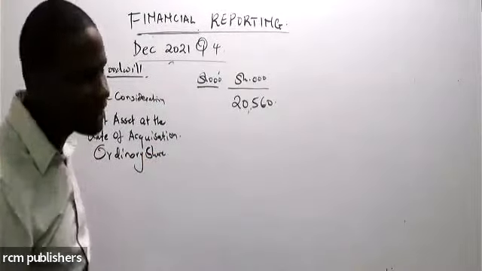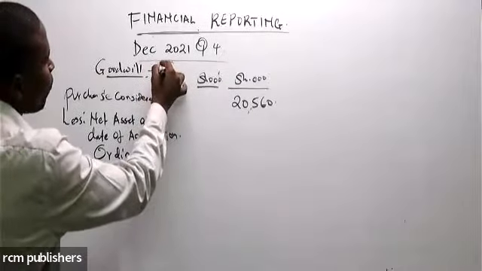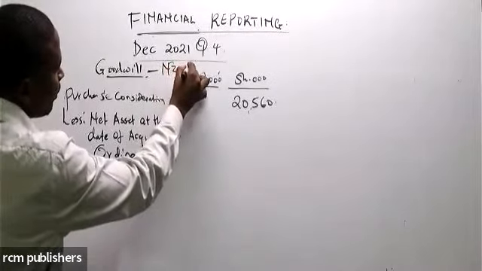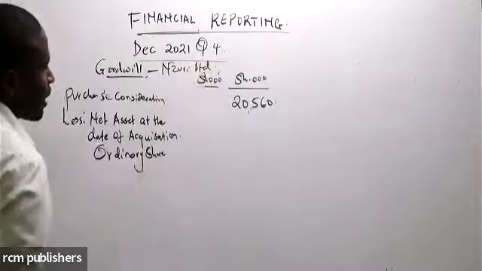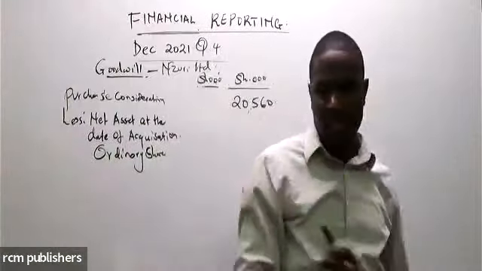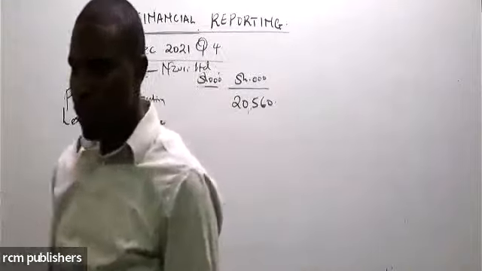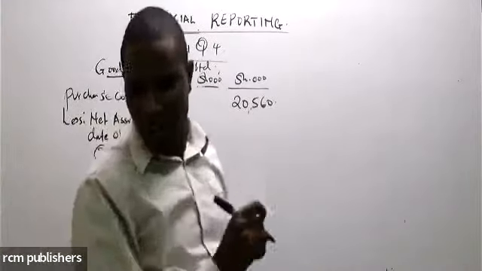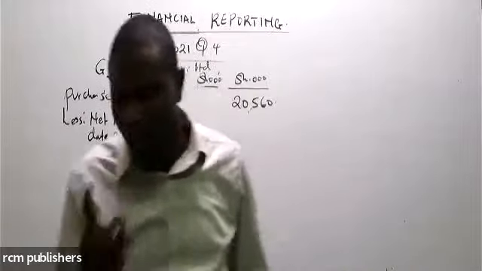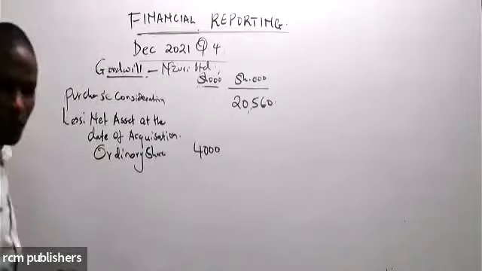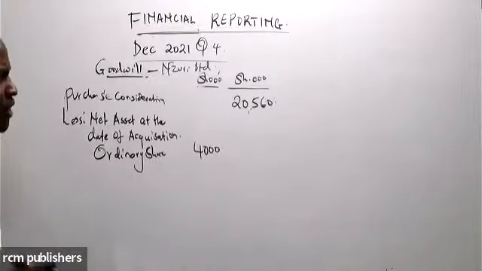And this is for which company? Class, this is for the subsidiary company, Zuri Limited. We're looking at the net assets for Zuri. What is the value of the ordinary share? Thank you so much, Safari. 4,000. If you look at it very well, 4,000 is the ordinary share.